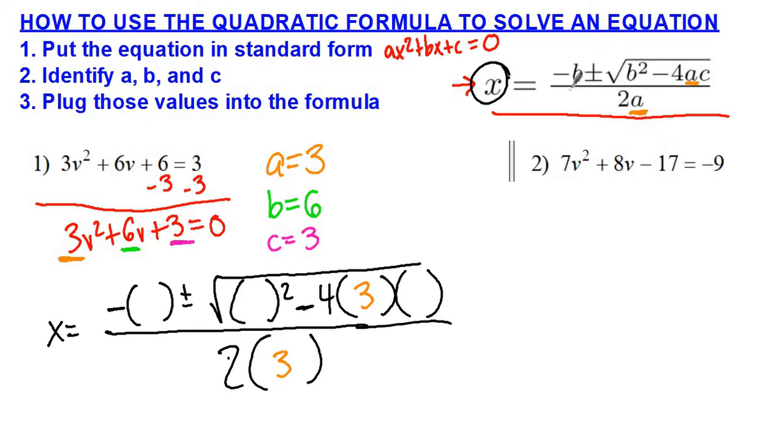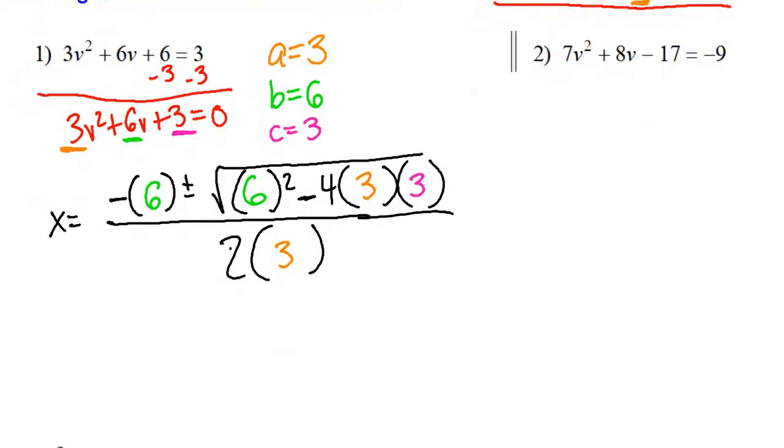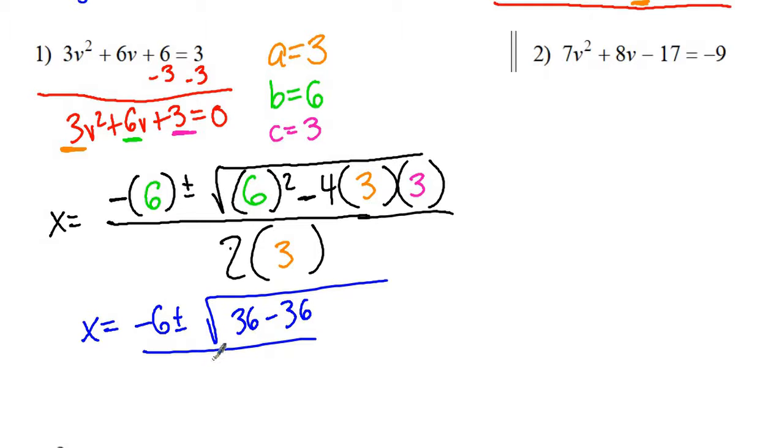Our b's appear, it's negative b, so negative 6 in this case. B squared would be 6 squared. And then finally our c is going to go right here. Okay, so we have that done, and now the last thing we really need to do is just to simplify that. So let's do that. Okay, so we have x is equal to negative 6 plus or minus 6 squared is 36, minus 4 times 3 is 12, and 12 times 3 is 36. We get 36 minus 36 over 2 times 3. 2 times 3 is 6.